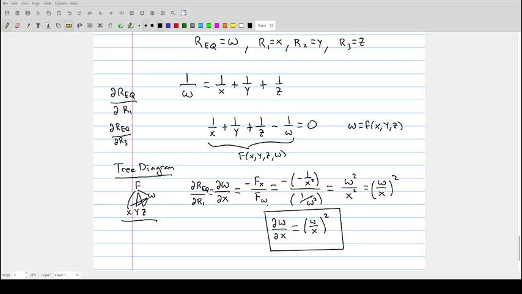And you can do the same thing for dW/dY and dW/dZ, to find the rates of change of the equivalent resistance with respect to resistor 2, or to resistor 3.